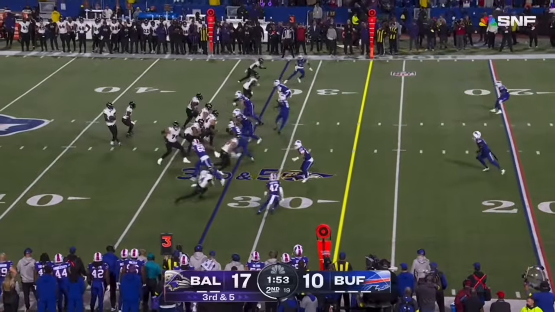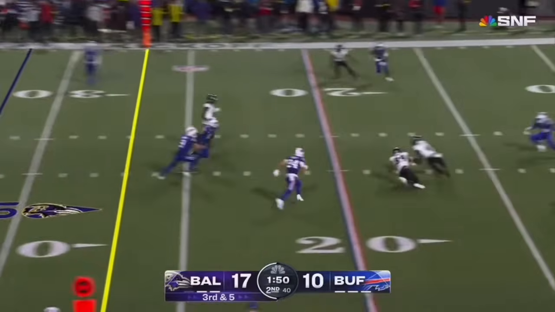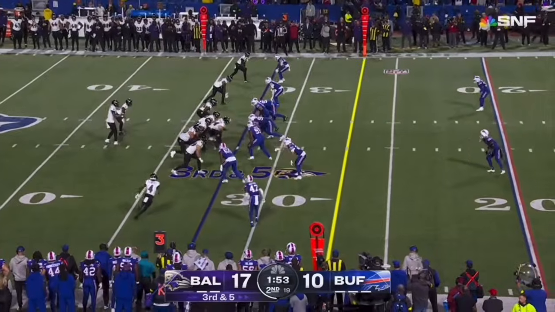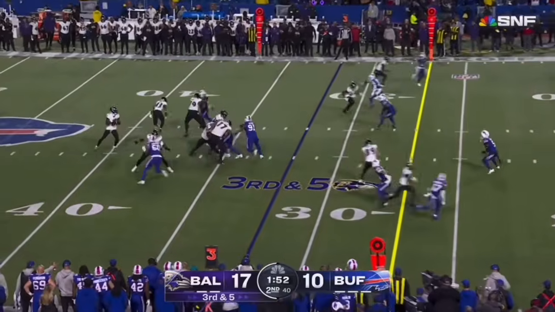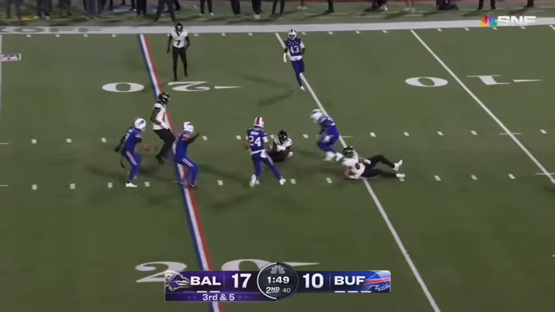They would much rather deal with a bigger, more physical guy, a guy they can get their hands on, and they want to get their hands on them. But a guy like Zay Flowers wants to avoid the hand-fighting battle. And he just does a good job, once again, of being able to run away from that corner.